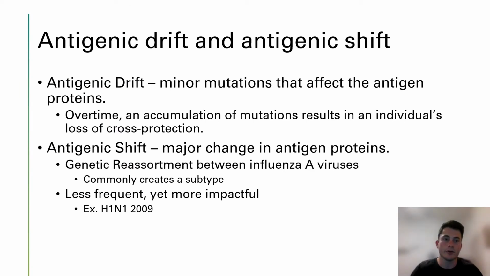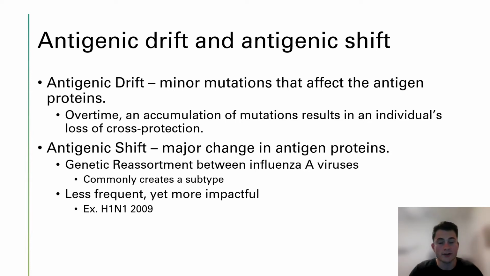As I said earlier, a new flu vaccine is administered on a yearly basis. This isn't because your body loses its immunity, but because the virus changes very rapidly. There are 2 methods of change. Antigenic drift is the one you are probably aware of. It occurs when small mutations happen to the virus that affect the antigen proteins.